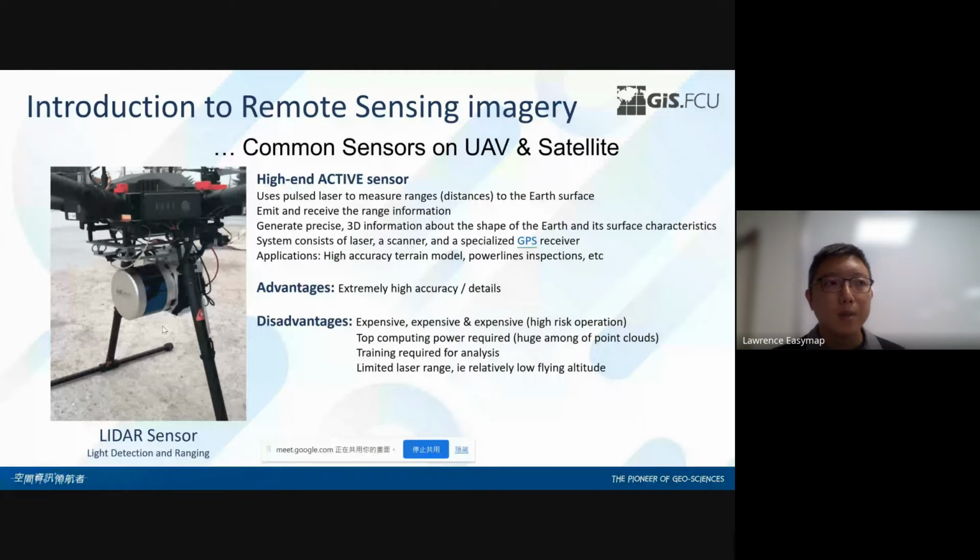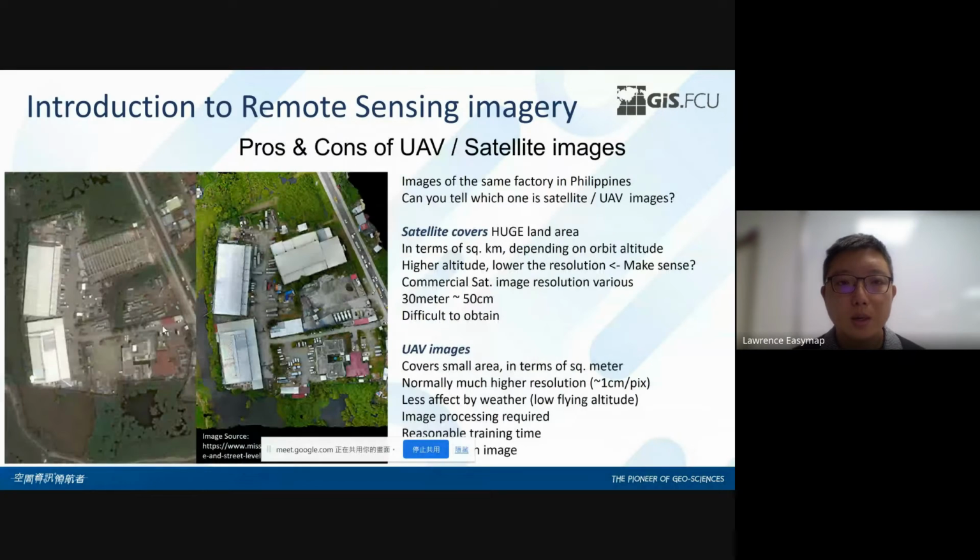In normal operation, it may fly, let's say, 50 meters above the ground, 80 meters above the ground, maybe at most 100 meters above the ground, because further away from the ground, the accuracy will reduce. Therefore, it is very useful for a relatively small area of scanning instead of a large area scanning.